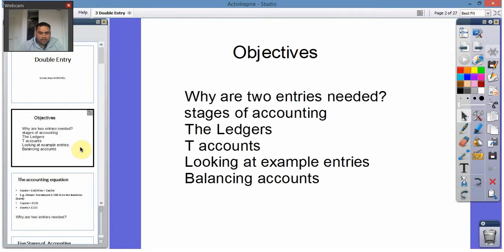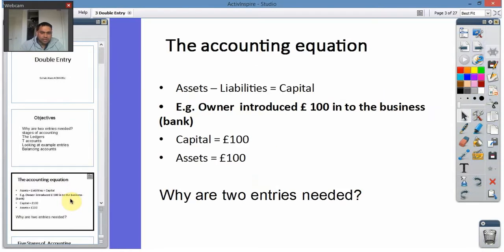The objectives for today are: why are 2 accounting entries needed? What are the stages of the accounts? The ledgers, we're going to take a quick look at the ledgers, the T accounts, looking at example entries and balancing accounts. So let's have a look at the accounting equation.